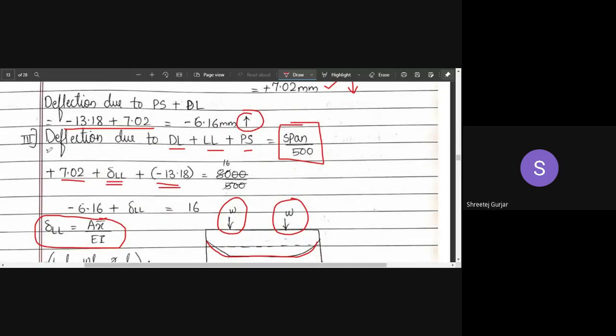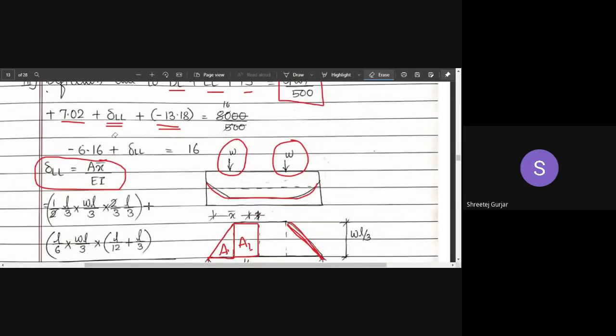So up to here you have understood. The dead load we have substituted, live load we have kept as it is, and then this is due to pre-stress. Span by 500 is equal to 16. 8,000 by 500 is equal to 16. Now, simplifying, this plus this will give you minus 6.16 is equal to the live load LL. So this part we will calculate using this formula, live load, and then substitute back. We will get WL.